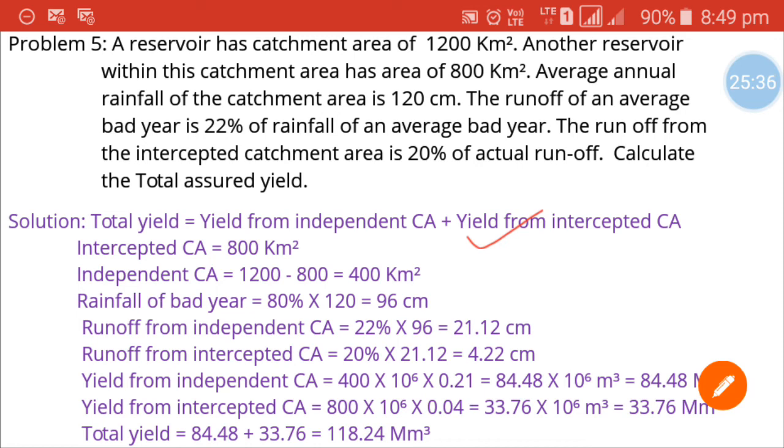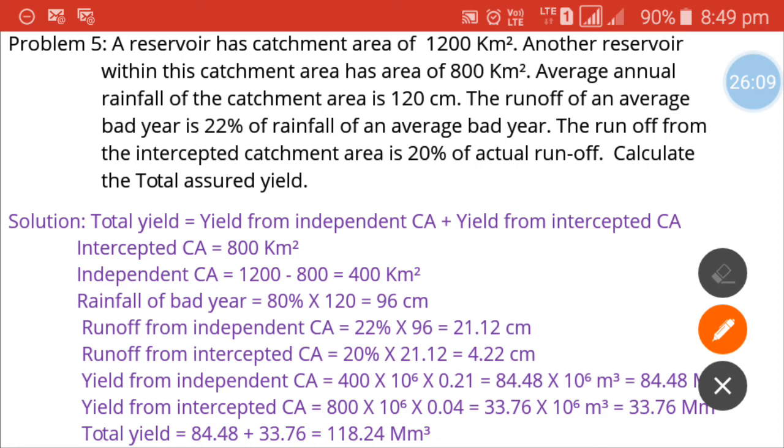So what is the intercepted catchment area? That is directly given as 800 square kilometer. Now what is the independent catchment area? That can be obtained by deducting the intercepted catchment area, that is 800, from the total catchment area, that is 1200 square kilometer. As such we get the independent catchment area as equal to 400 square kilometer. Now what is the next step?